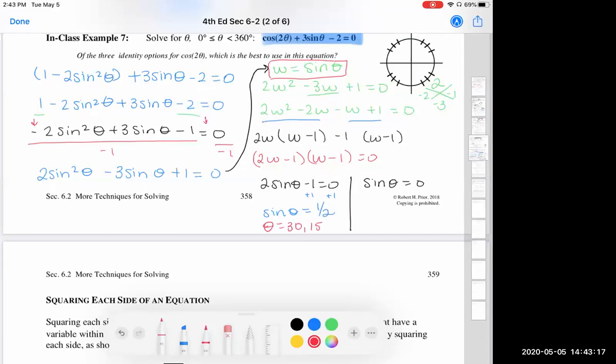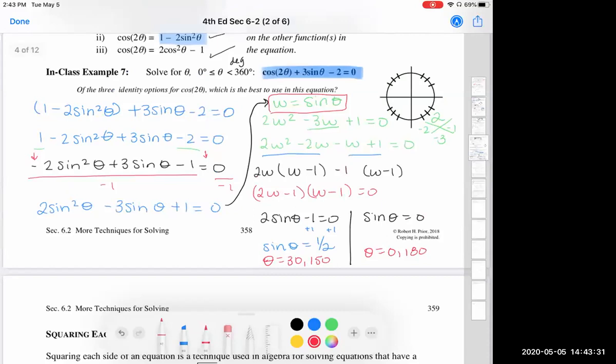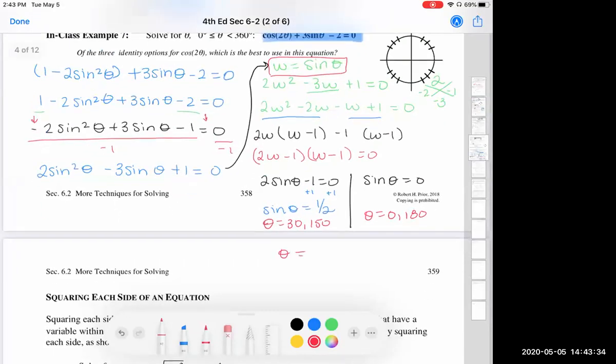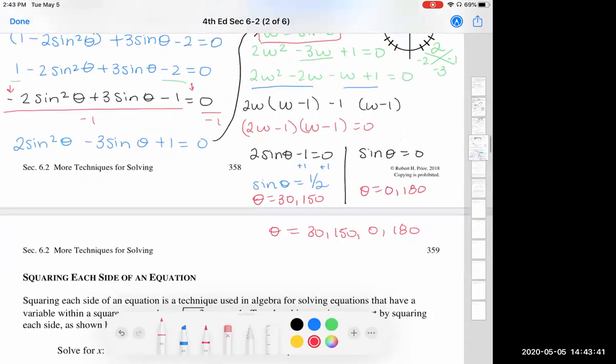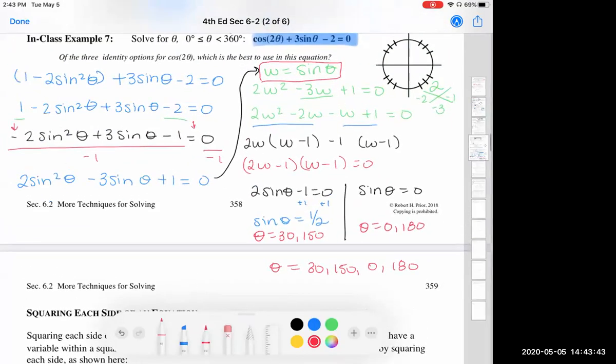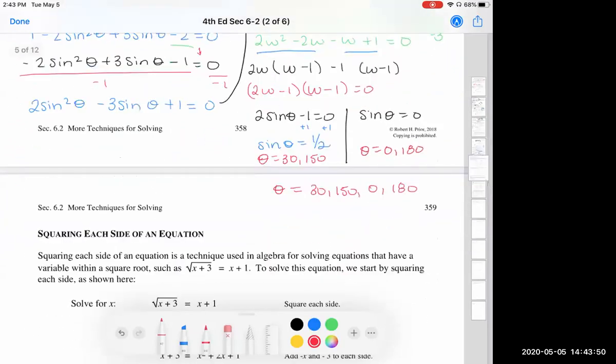30 and 150. And sine is 1, which is y, at pi over 2, or not in radians, we want 90. Our answers are in degrees, and these are our answers. Theta is equal to 30, 150, and 90. That's a lot of work, but that's okay because we know how to develop each part.